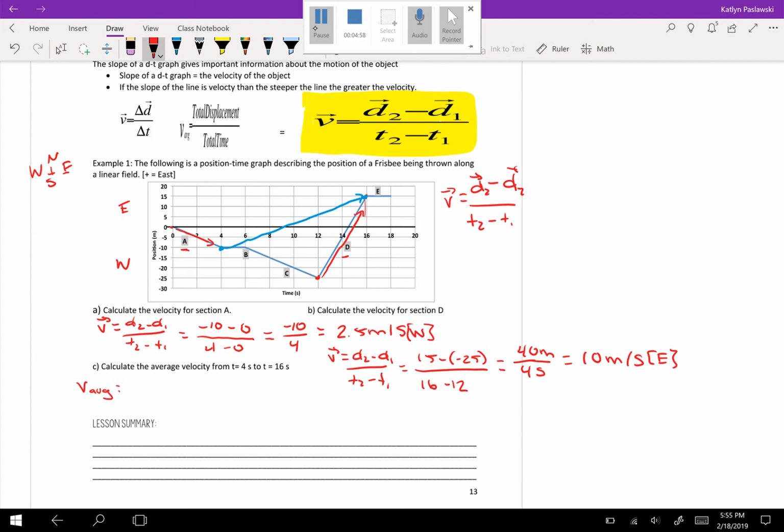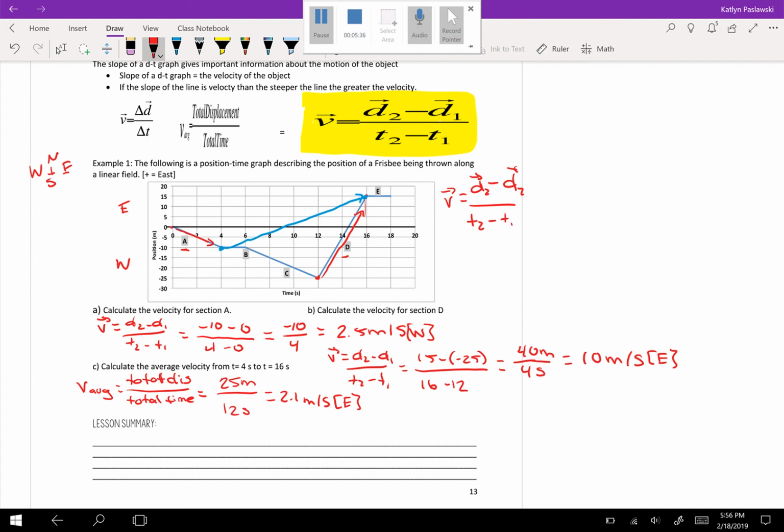So average velocity is equal to total displacement divided by the total time. So that is equal to, what is the total distance that was traveled from -10 to +15? That would give us 25 meters. And how many seconds did we travel from 4 to 16? It is 12 seconds. 25 divided by 12 gives us 2.1 meters per second, and the direction it was traveling was east.